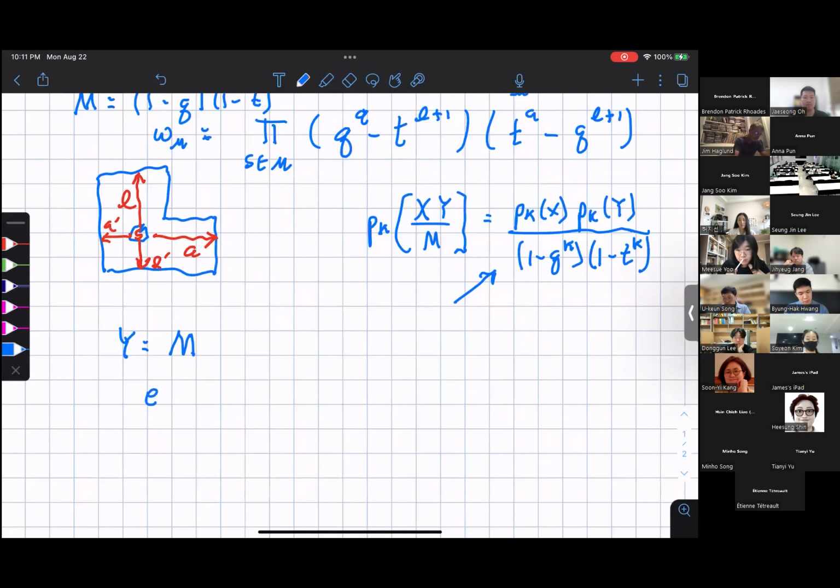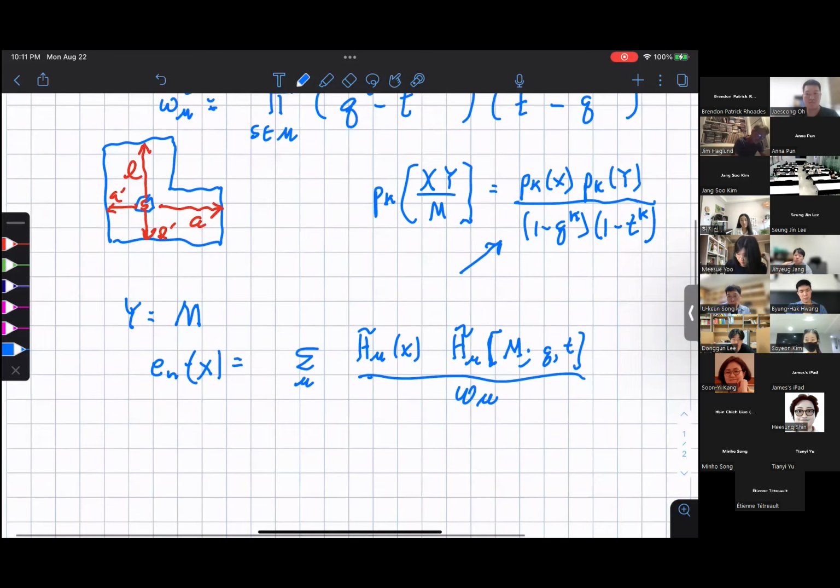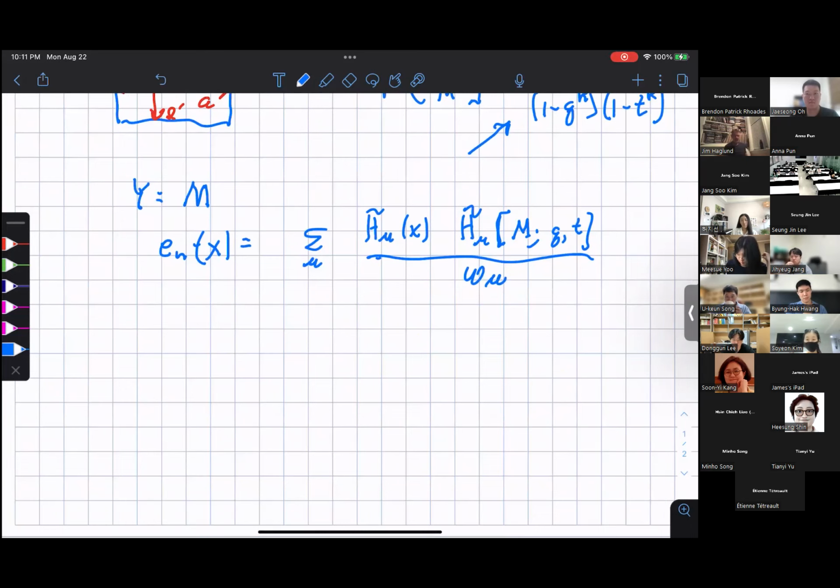Okay, so E_n of x is a summation over mu, H mu twiddle of x. And now H mu twiddle of capital M, and now we have to use plethystic brackets. So I'll put the q and the t back in there, divided by this w mu. Okay. And then finally, you use one of the basic building blocks of the whole plethystic symmetric function identity world, which is called Garsia-Haiman-Macdonald reciprocity.